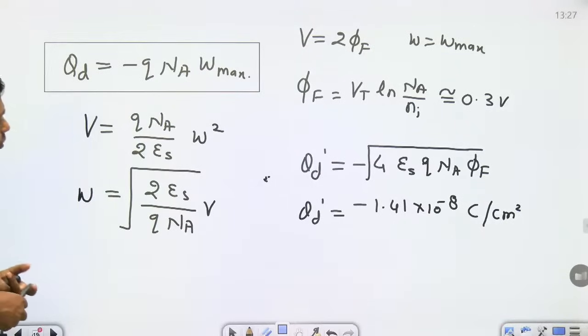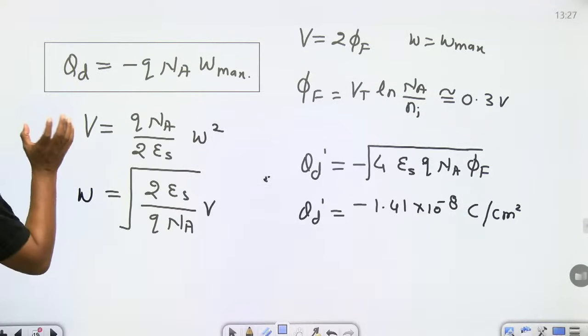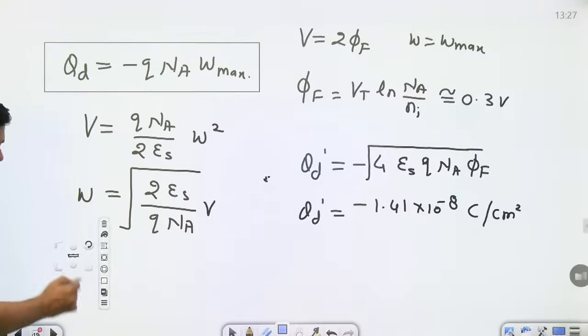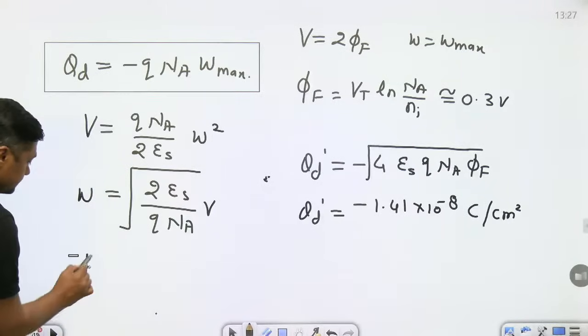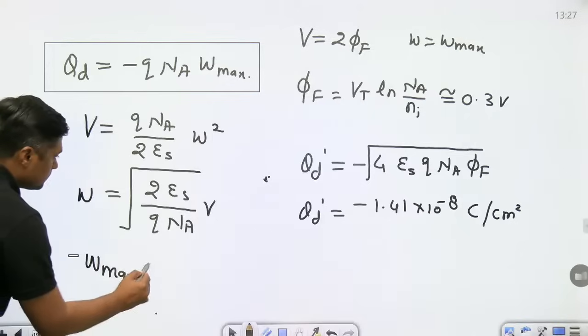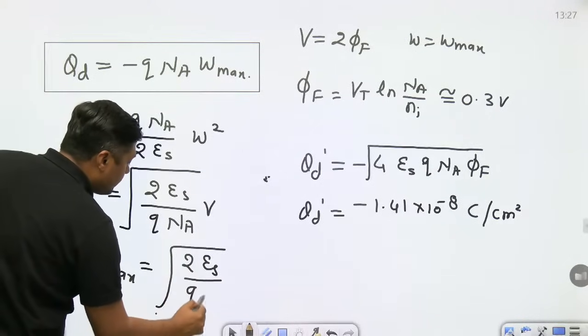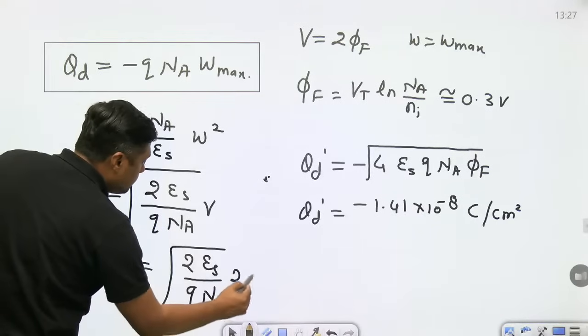Then put the value, right? Put the value in this formula, that is in terms of what? V. And finally put the value of W. That is called W max. What is the W max here? Root over 2 epsilon s upon QNA into 2 phi f.